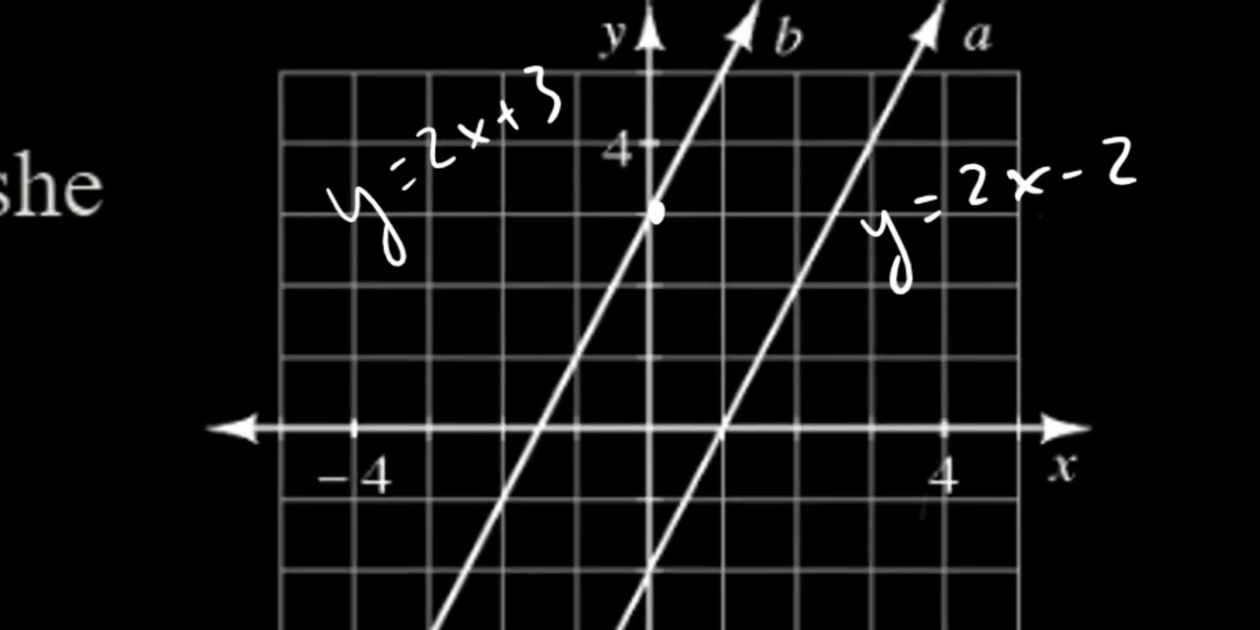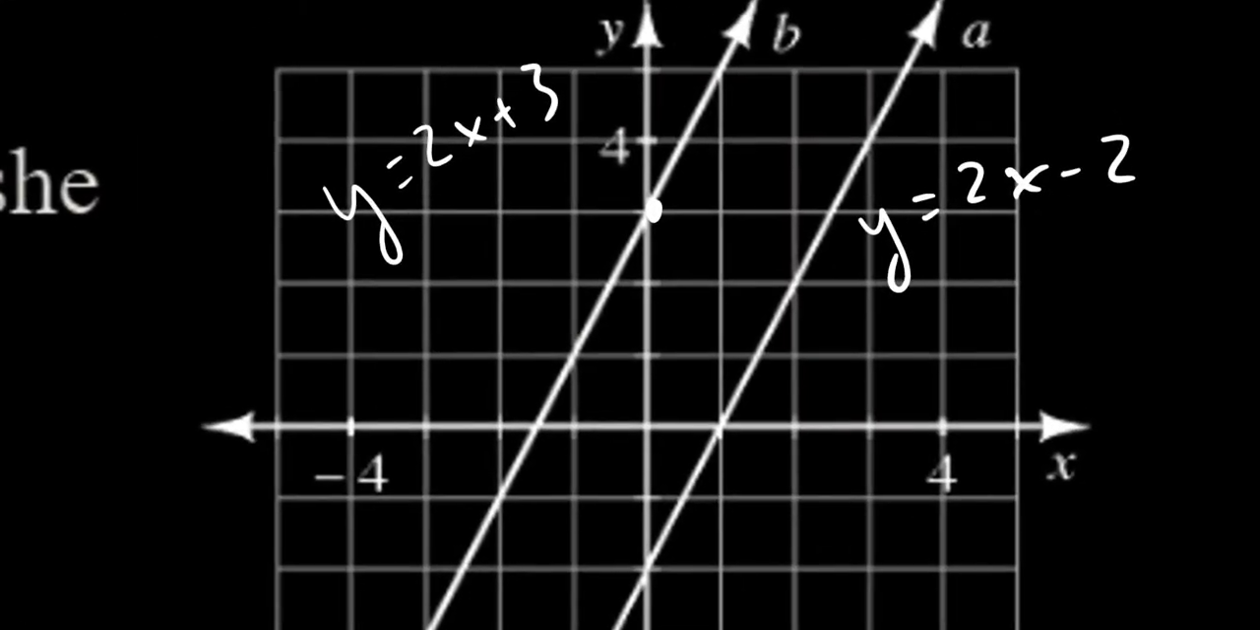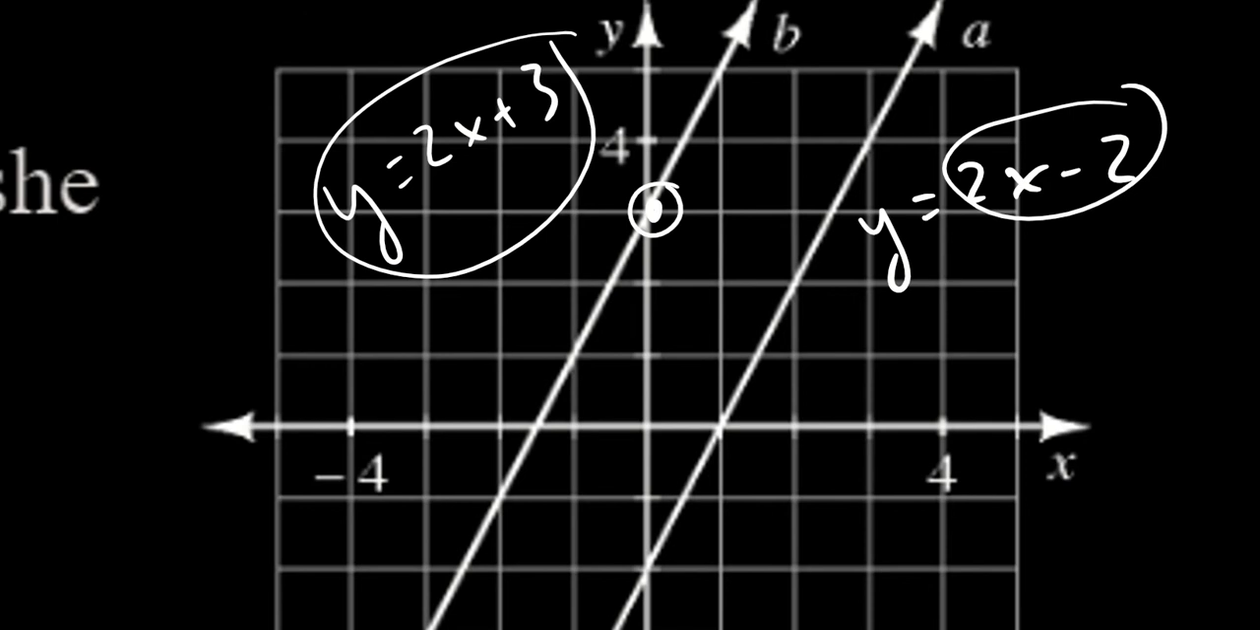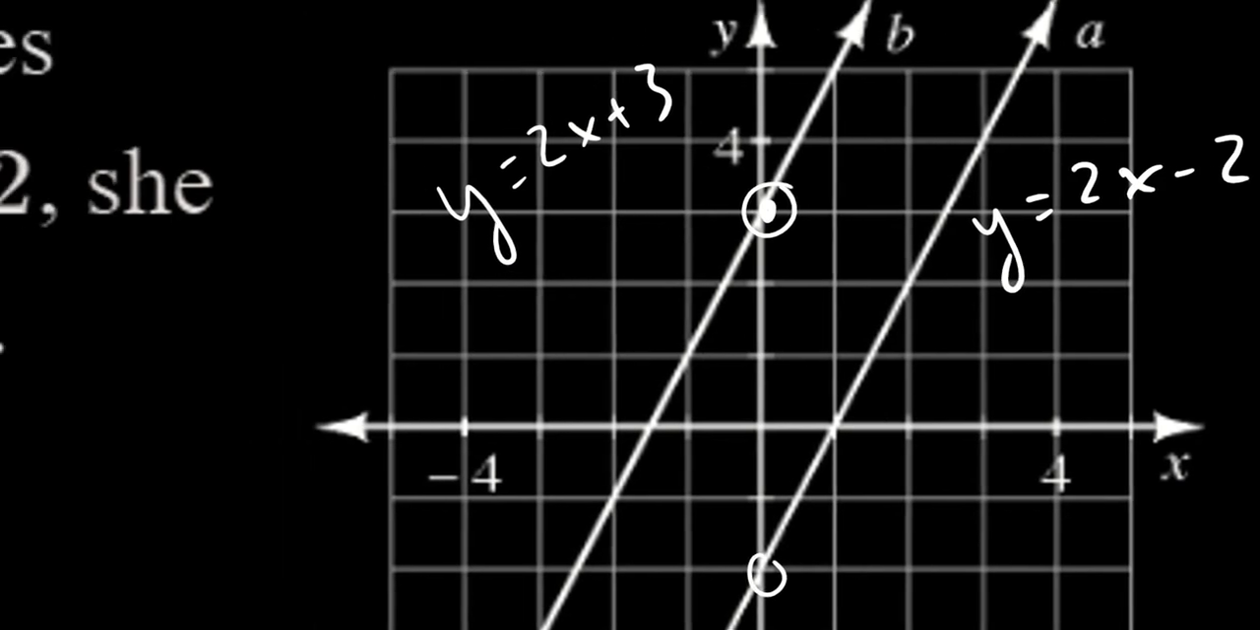And you can see that when you plug 0 into those functions, right? If I plug 0 into this equation, it gives me 3. And when I plug 0 into this equation, it gives me negative 2. So those are the two lines that I was given.